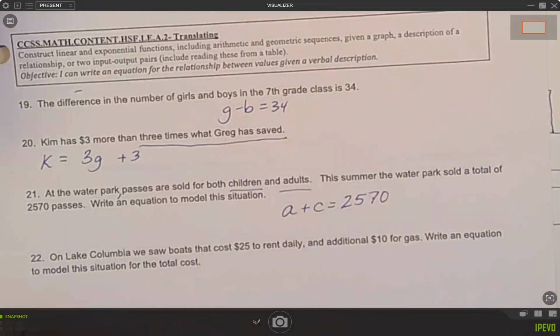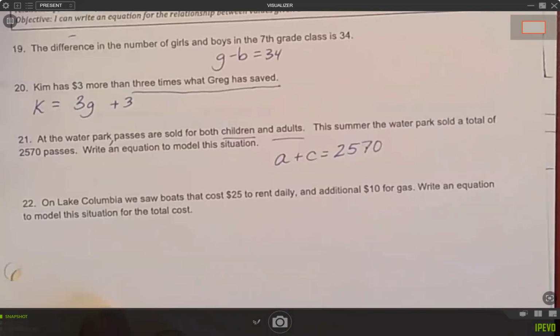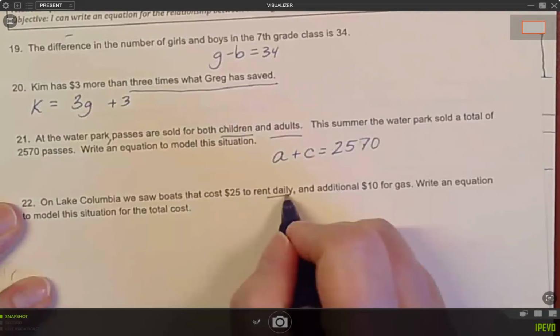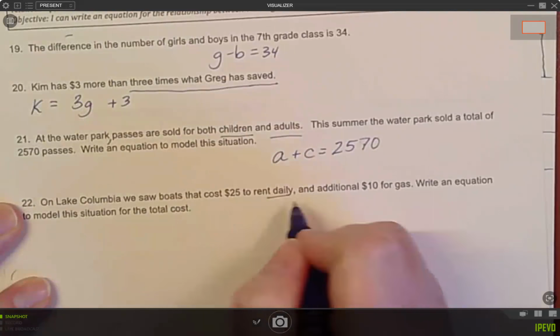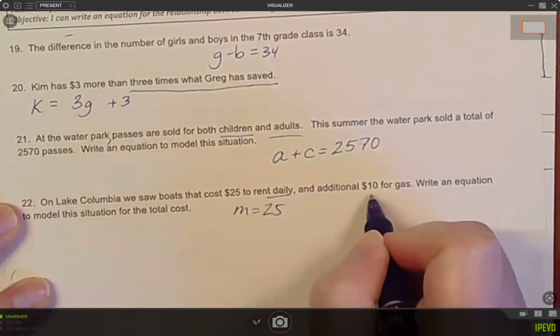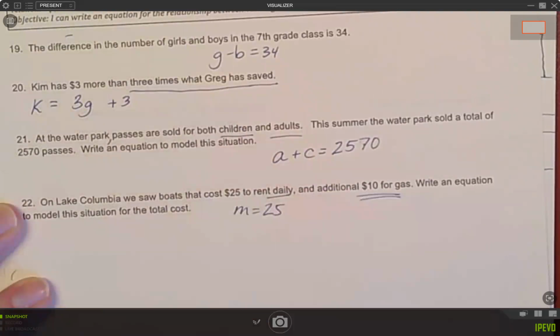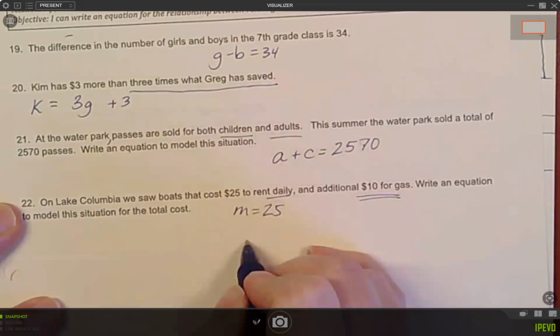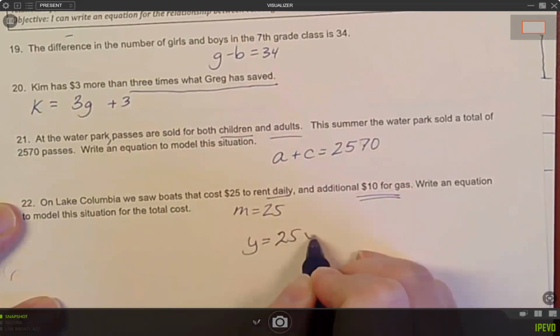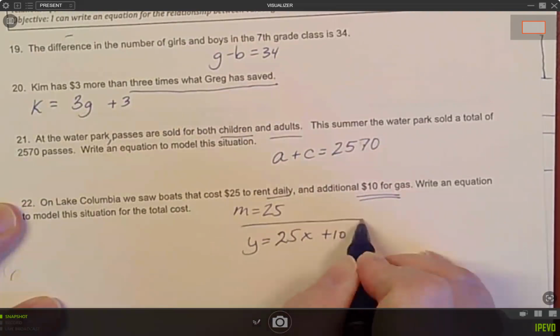And then 22, on Lake Columbia, we saw boats that cost $25 to rent daily and an additional $10 for gas. Write an equation to model the situation for the total cost. So when you see daily, that means per day. So $25 per day is your slope. And then we have that initial amount for gas. So our equation will be y equals 25x plus 10.